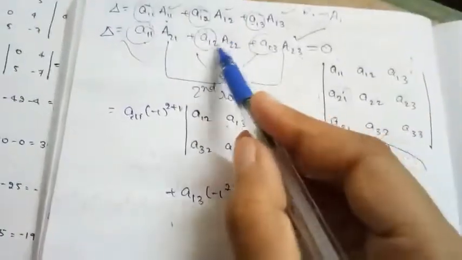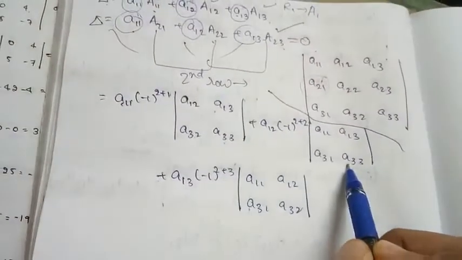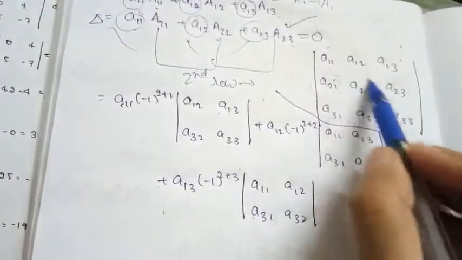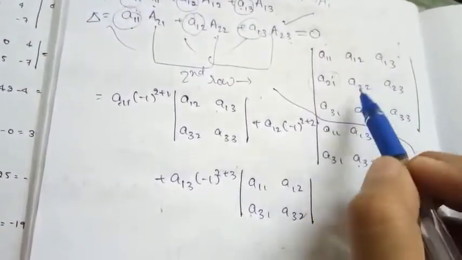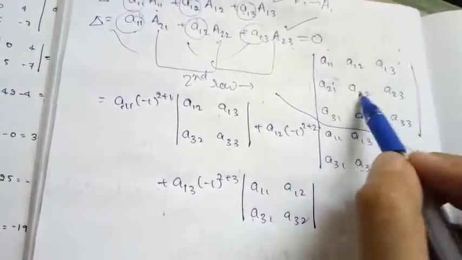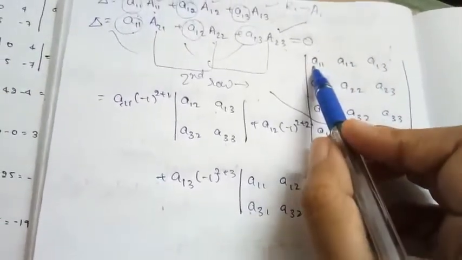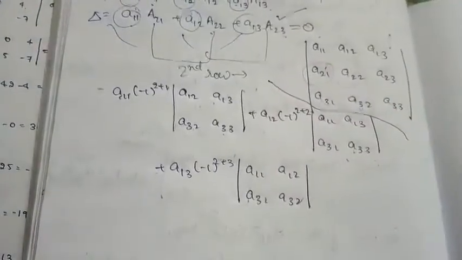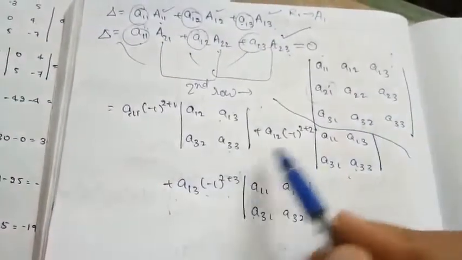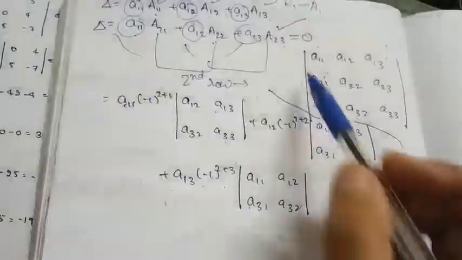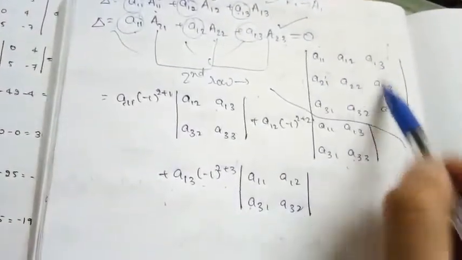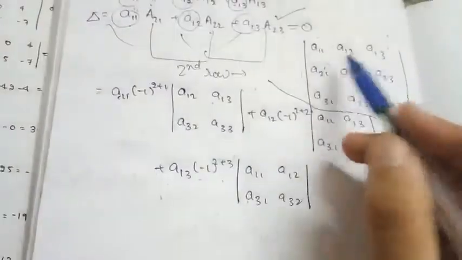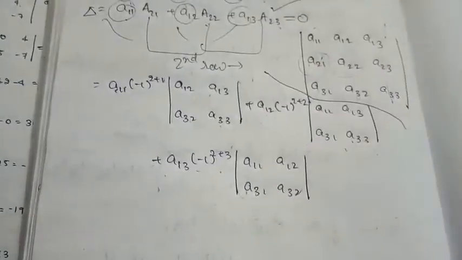Similarly, finding the cofactor of A22: it is obtained by deleting the row and column containing A22. The remaining elements are A11, A13, A31, A33. Then for A23, with minus 1 to the power 2 plus 3, we delete the row and column containing A23. The remaining elements are A11, A12, A31, A32.